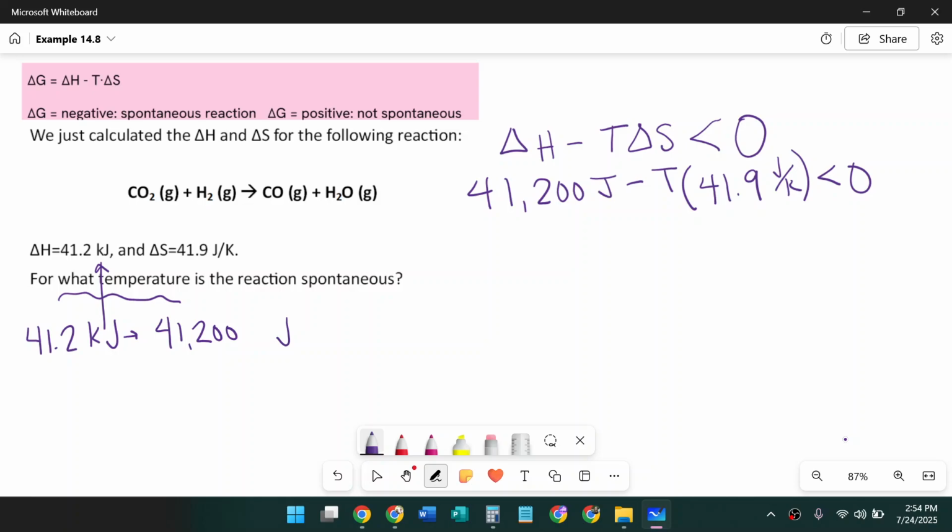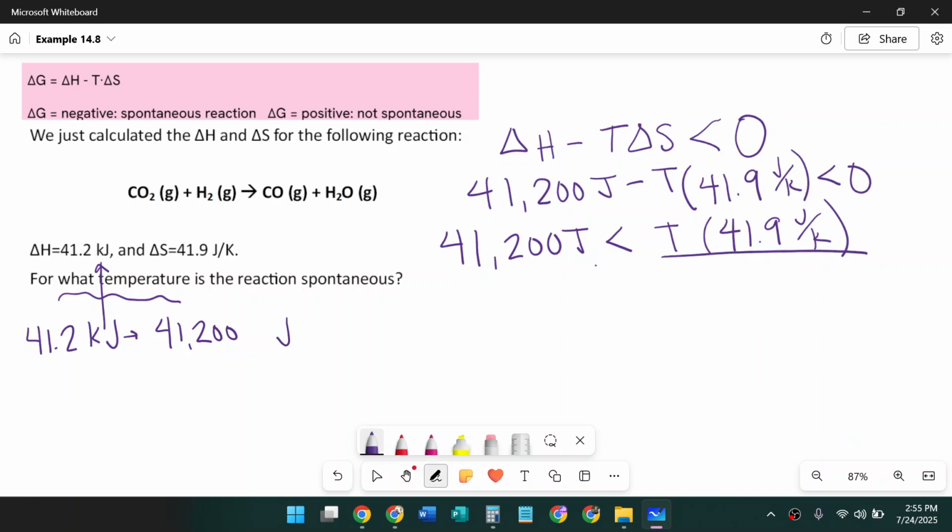Hopefully you've done this in algebra before, so we can just move stuff around. I'm going to go ahead and add this part to both sides, which will clear it out on this side, and move it over here to be on the opposite side. I did that because I wanted both sides to be positive, because when you divide by a negative number, you have to flip the sign, and so I wanted both sides already positive. All right, so to solve for T, we need to divide both sides by 41.9.